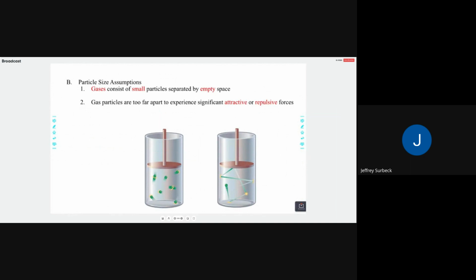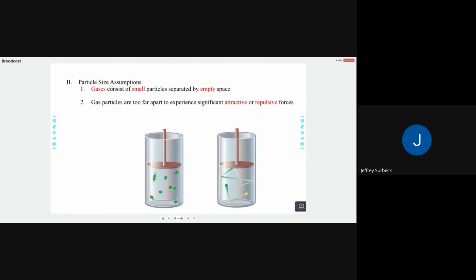The first thing we're going to look at is our particle size assumption. It says particles are really, really small. Remember, this is initially describing the behavior of a gas. The best way to explain this is through the picture. These little green spheres represent the actual size of some gas they picked out. Everything else is empty space, so there is a lot more empty space than there is particle.